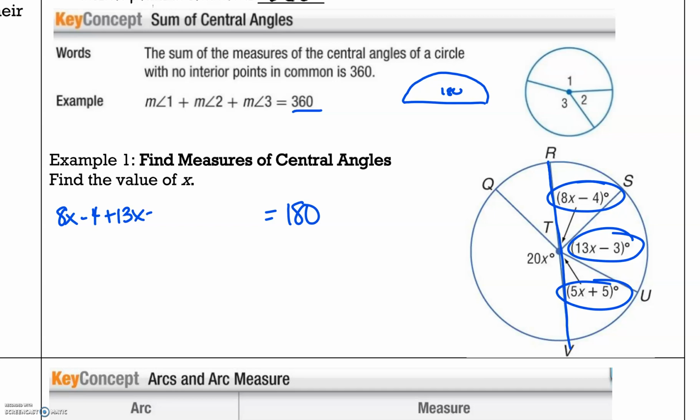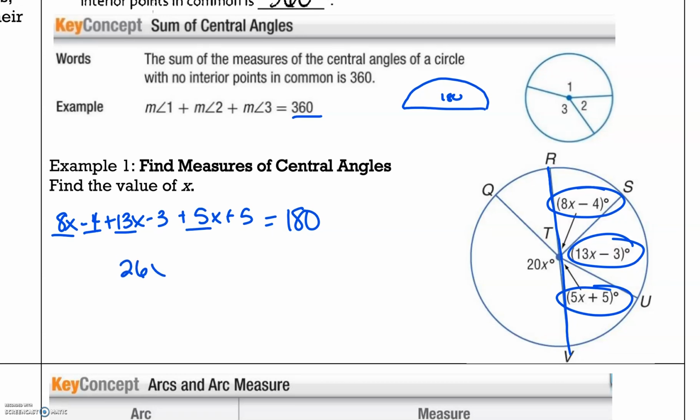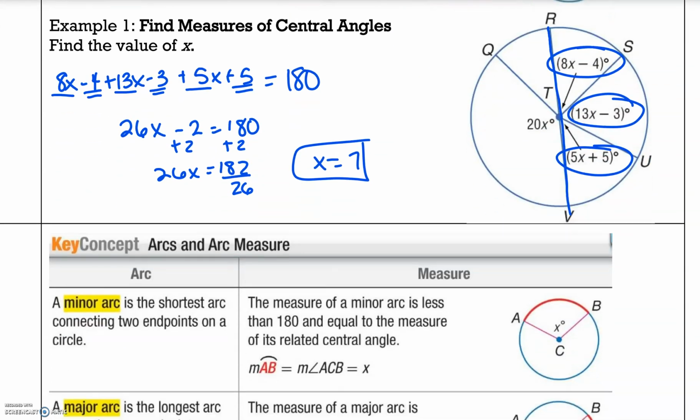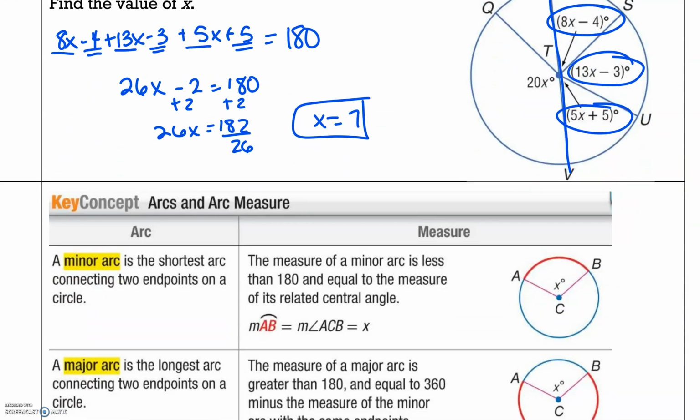So adding 8x minus 4 and 13x minus 3 and 5x plus 5, we can add all the x's together, and that's going to give us 26x. We can add all of the numbers together, and that's going to give us a -2. And then we can go ahead and solve. Add 2, and then divide 182 by 26, which is going to give us 7 for x. And then we could plug it back in if we needed to find any angles, but it does not ask us to do that on that one.